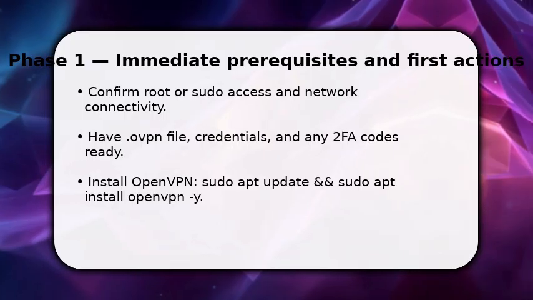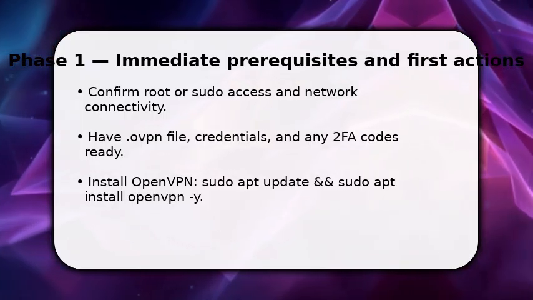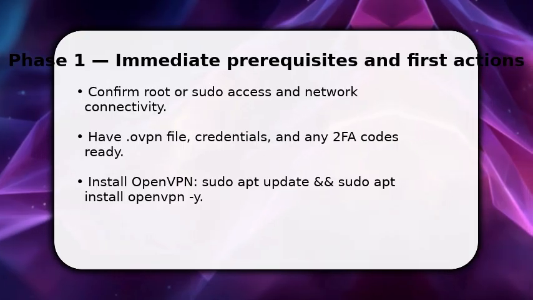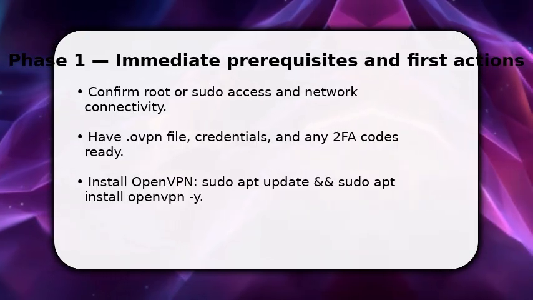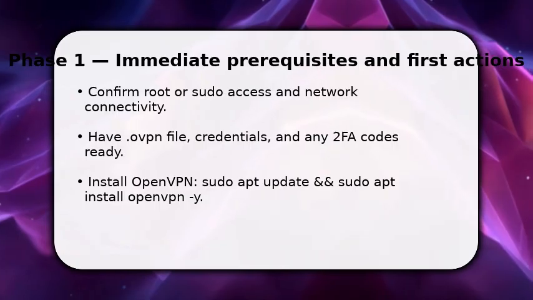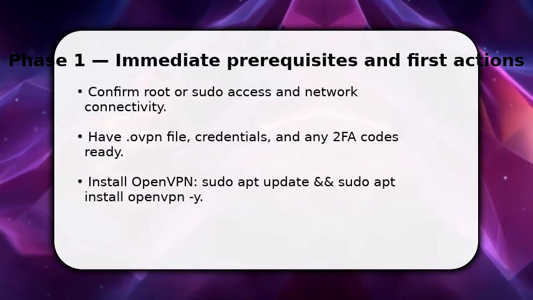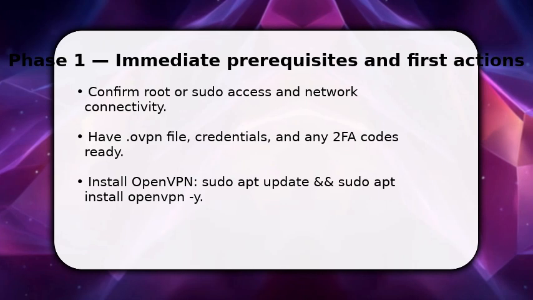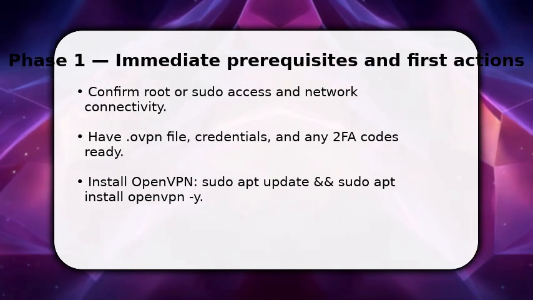Next, install OpenVPN with sudo apt update and sudo apt install openvpn. This gives you the command line client. Make sure credentials are nearby, and if your provider uses 2FA, have that code ready. Otherwise, authentication will fail, and you'll waste time guessing.